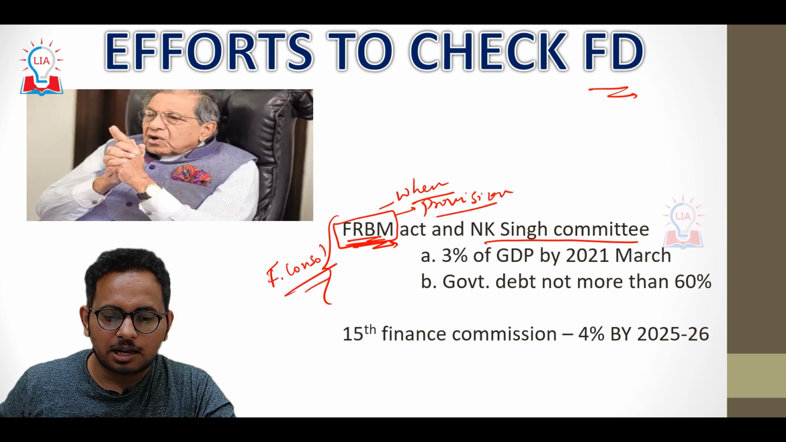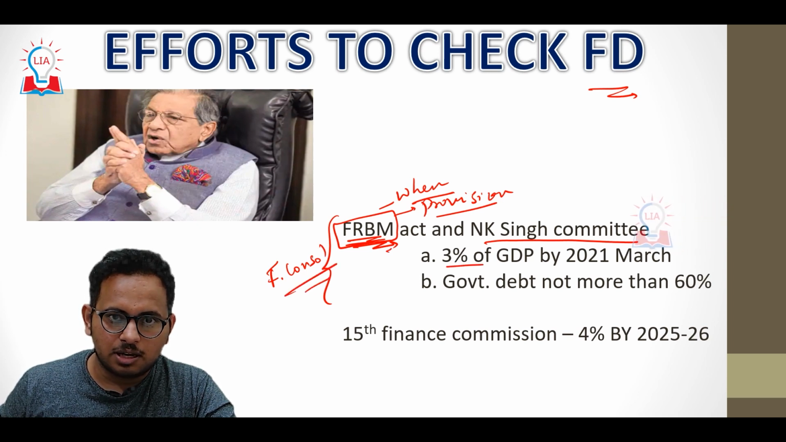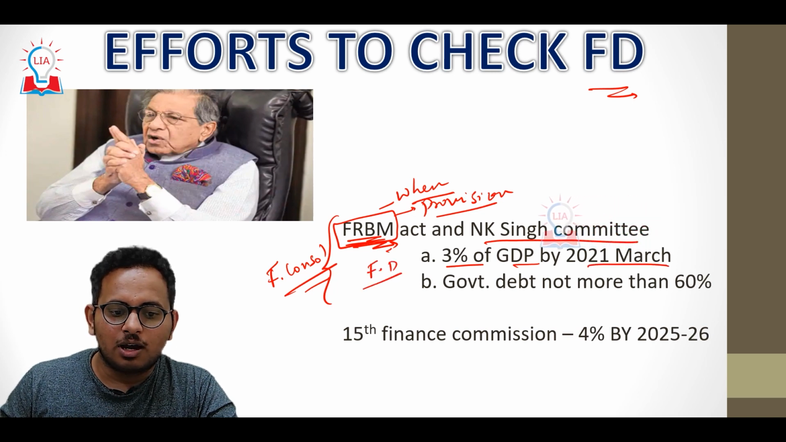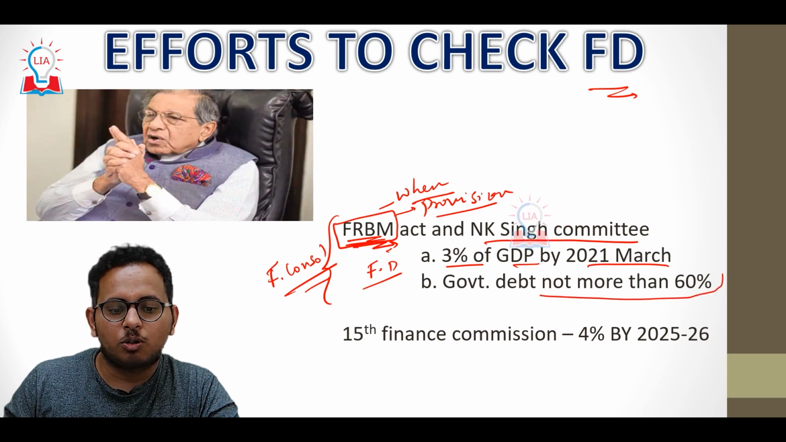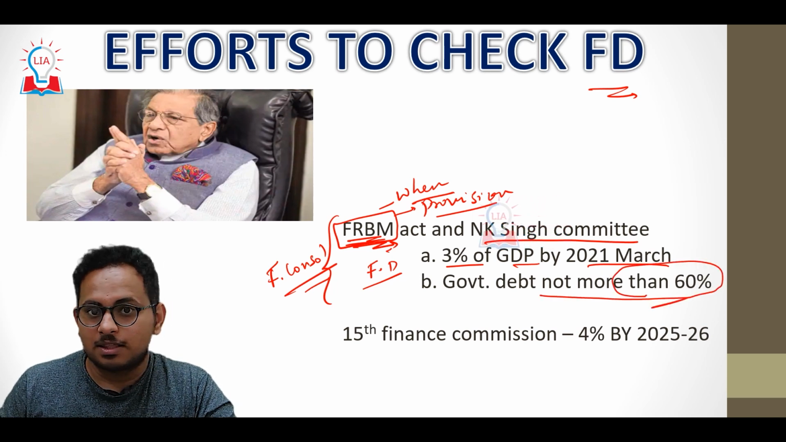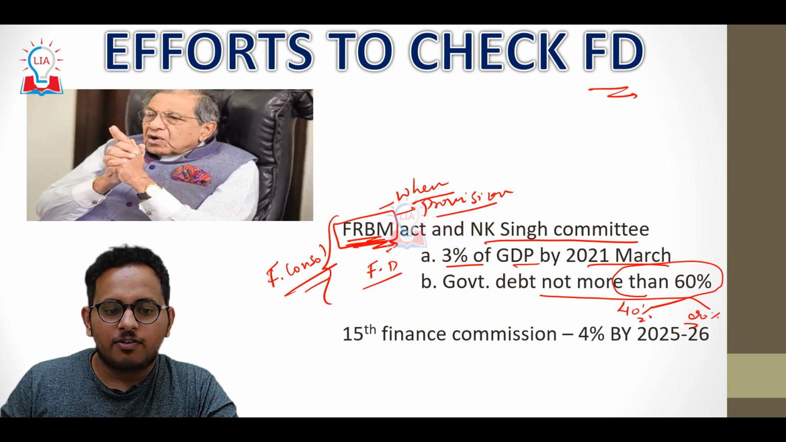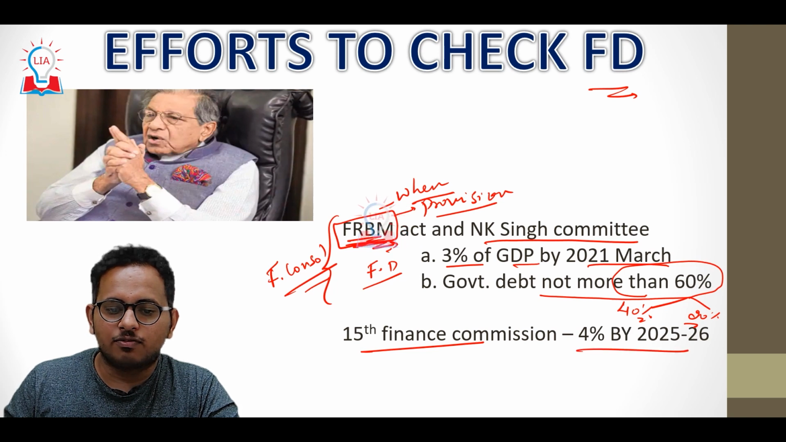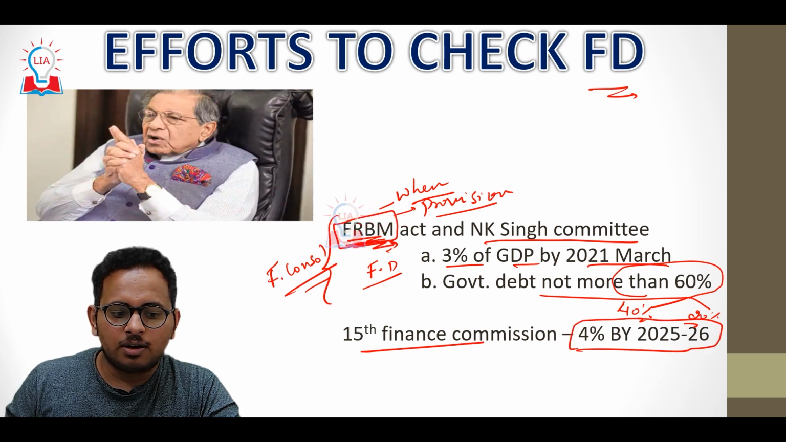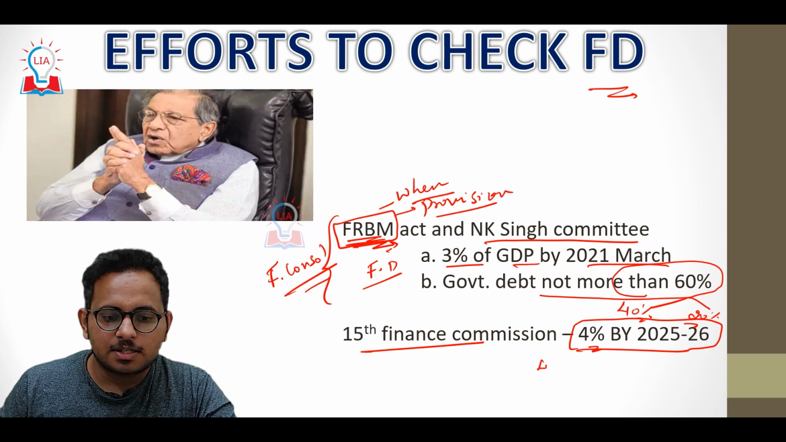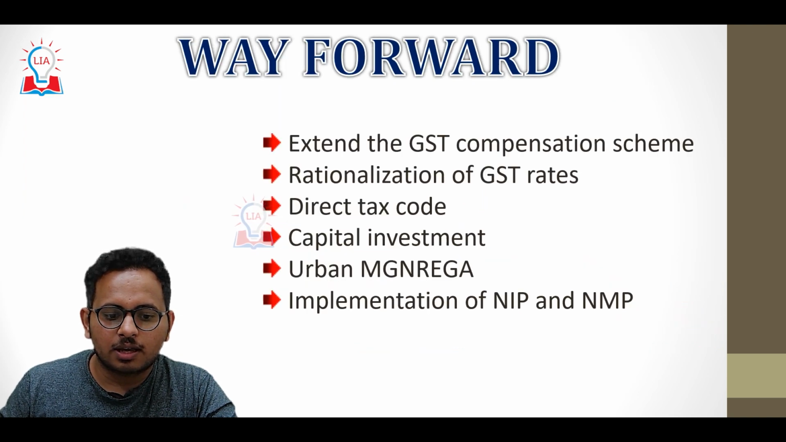Okay, the FRBM Act said the fiscal deficit should be 3% of GDP by March 2021, and the government's debt should not be more than 60%. In this, 40% is for the central government and 20% for state governments. And the 15th Finance Commission also said the fiscal deficit should be 4% by 2025-26. This is the recommendation.